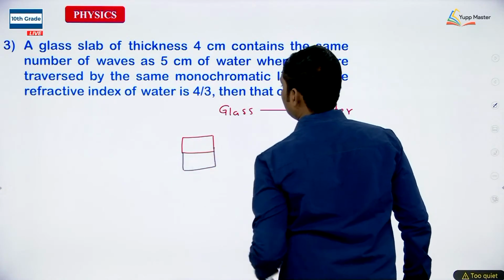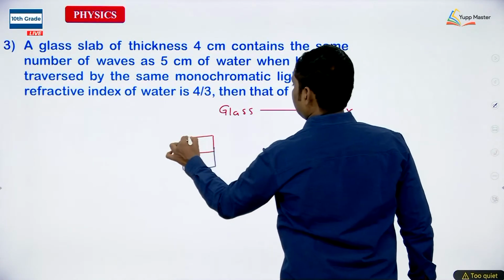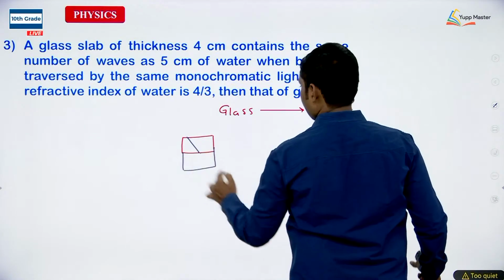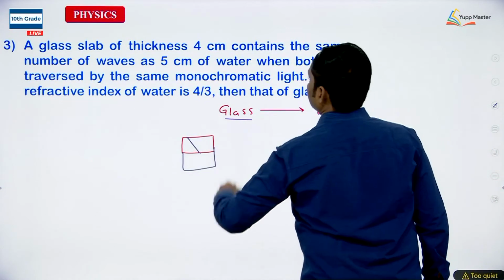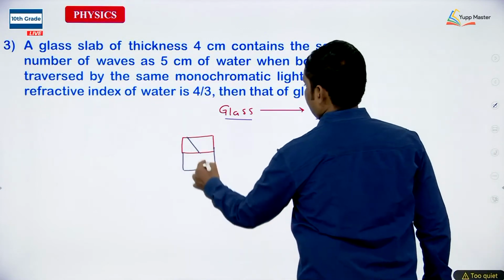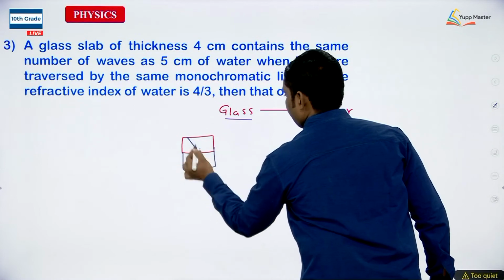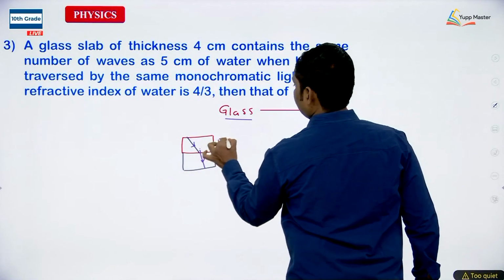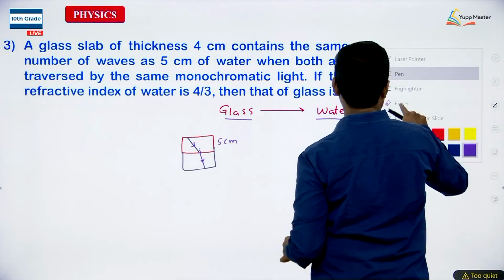So, light is allowed to enter. Generally, if you take this, glass is 1.3, and let us assume its thickness is going to be 5 centimeter. Its glass thickness is 5 centimeter.